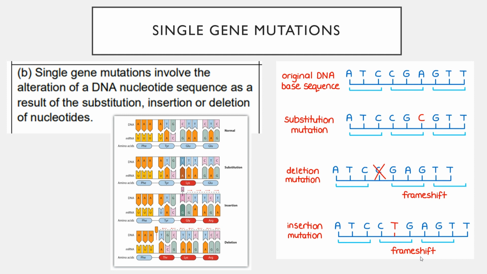So, of the single gene mutations, there are different types. There could be substitutions, where one nucleotide is swapped for another. There could be insertions, where an extra nucleotide is added onto the sequence. Or there could be a deletion, where one of the nucleotides is removed.